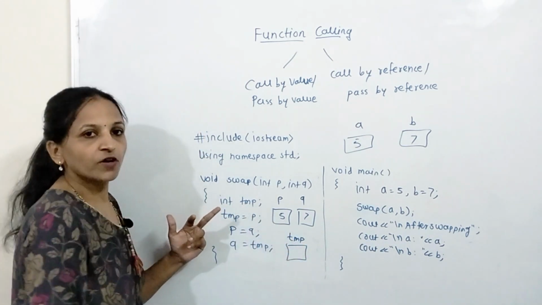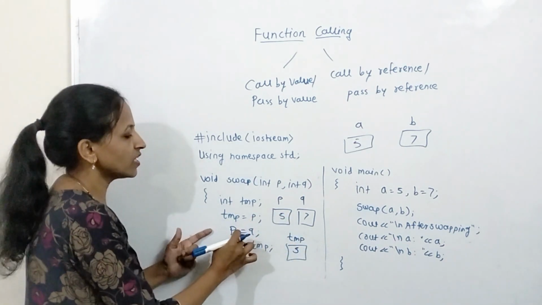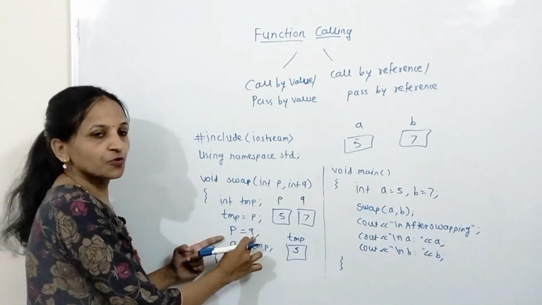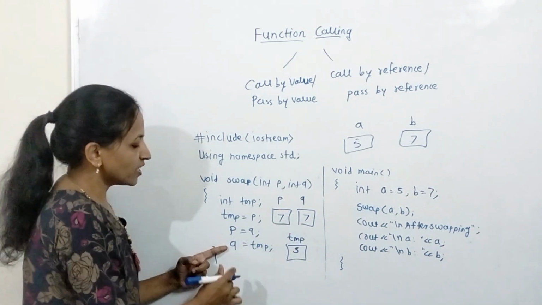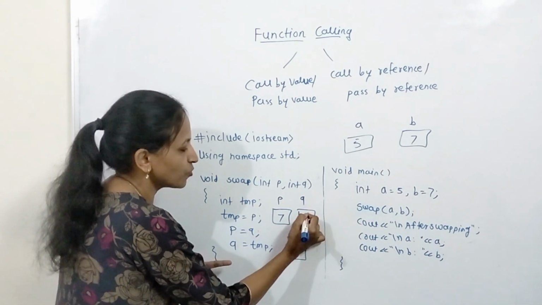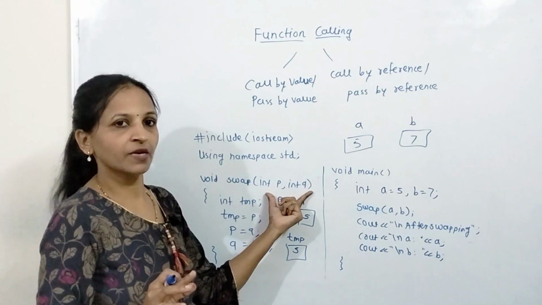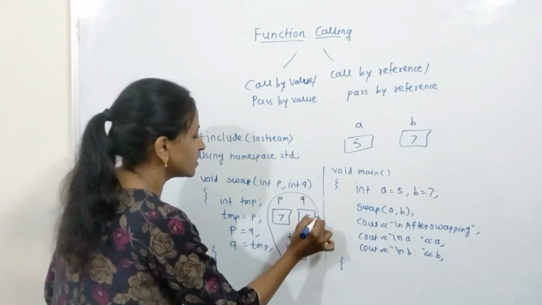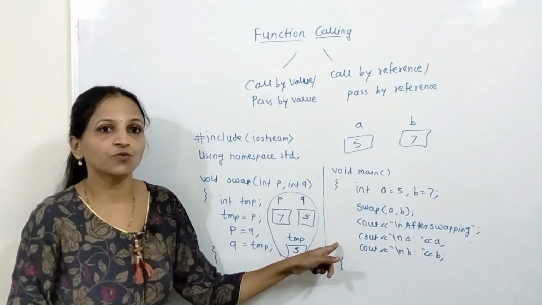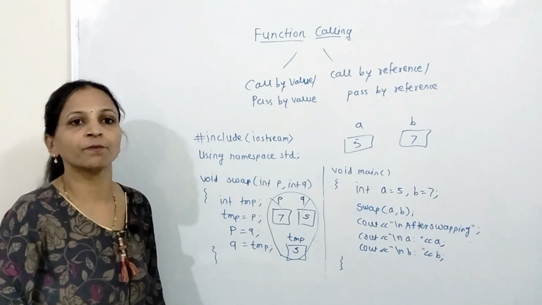Then memory will get allocated for temp. Temp equals p means inside temp the value 5 will be there. p equals q means inside p we are storing the value of q, that is 7. And then q equals temp means it will be 5. See, we have got exchanged values of the p and q variables. But whenever we come out here, the space allocated for p and q, and again temp, will get lost; this will totally get erased from memory.